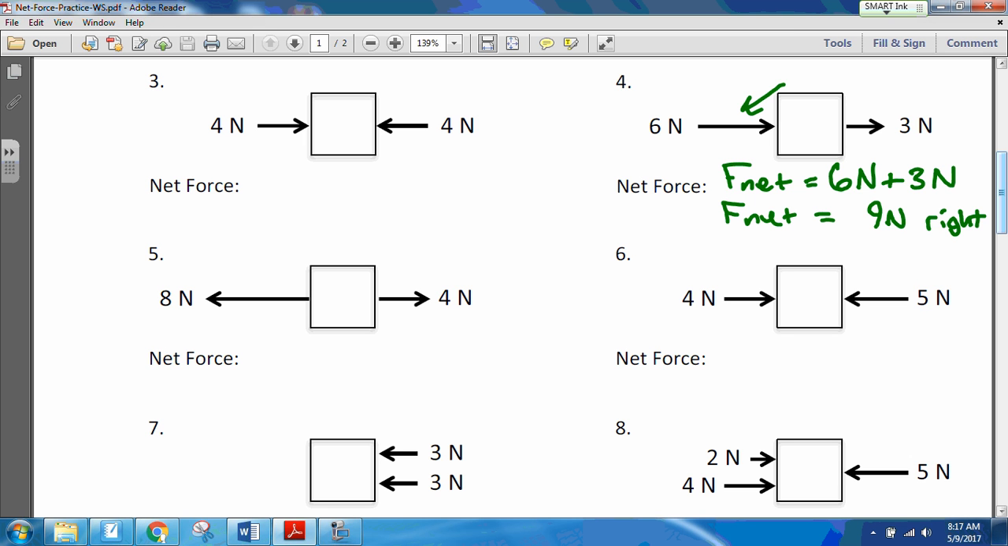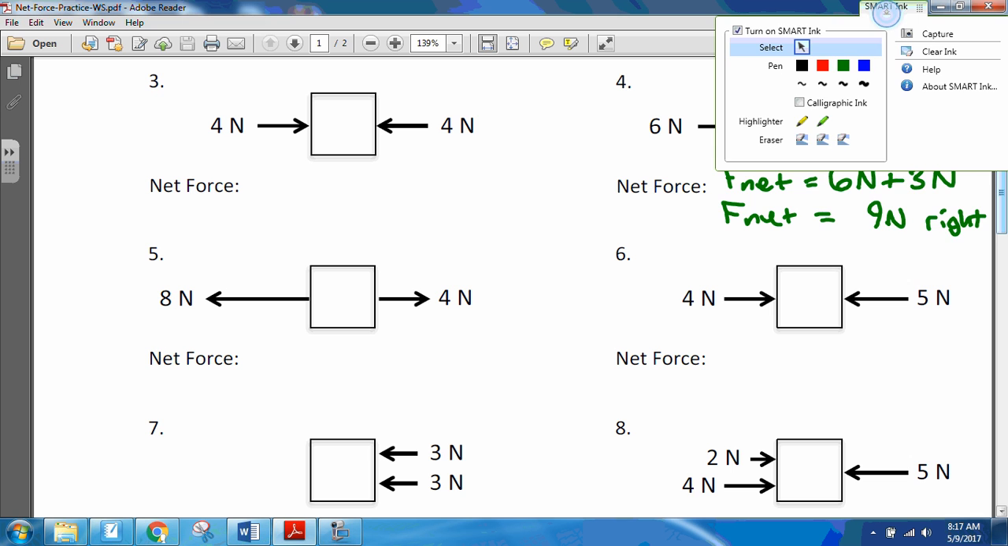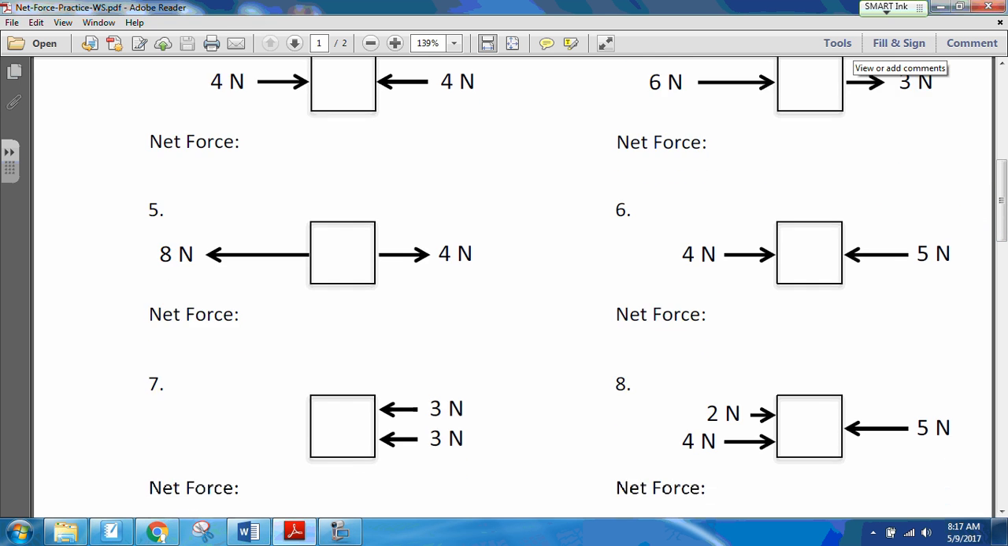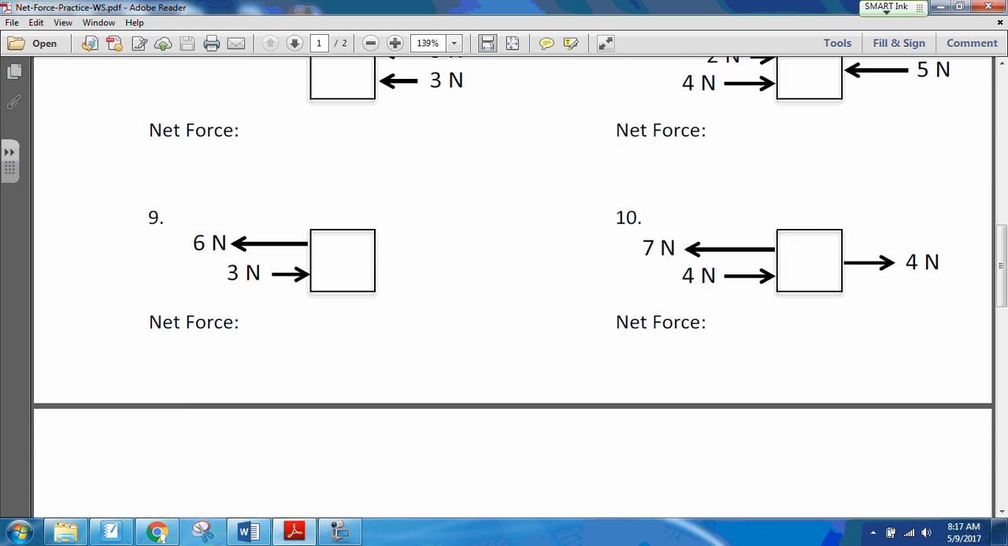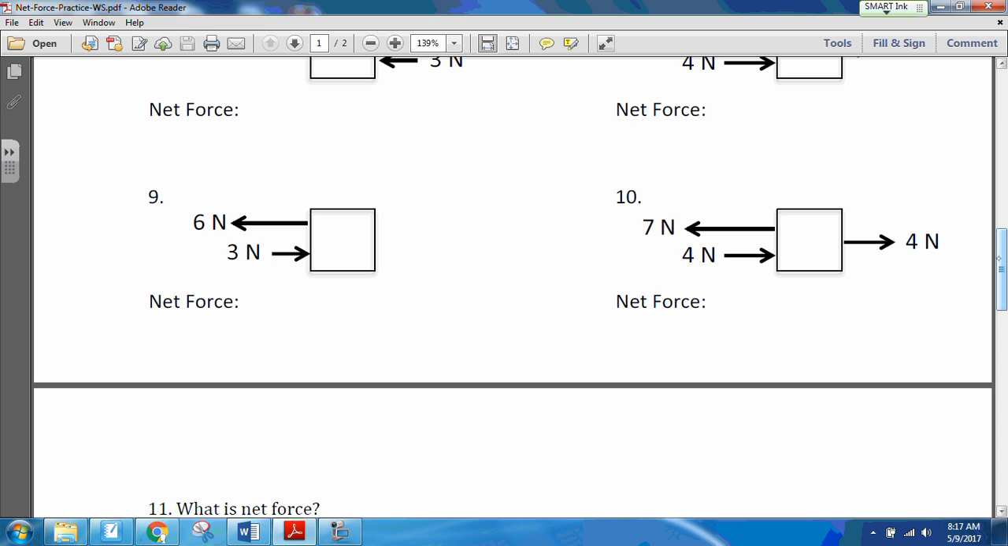Easy stuff so far? Okay. All right, now we'll get to the most confusing net force problem that we have on this sheet. Number 10. Okay. So remember, F net is not just the sum of 2 forces or just the sum of 1 force, it's the sum of all the forces.